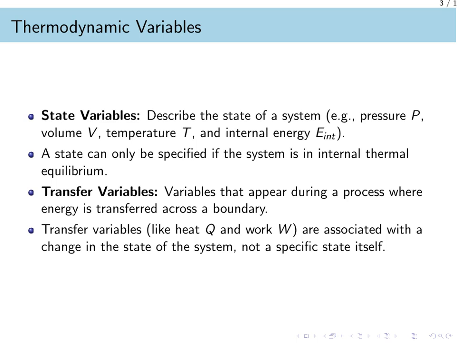On the other hand, transfer variables like heat and work only appear during a process where energy moves across a boundary. These variables are associated with the change in the state of the system rather than being a property of a specific state itself. You can think of state variables as a snapshot of the system, while transfer variables represent the action of moving from one snapshot to another.